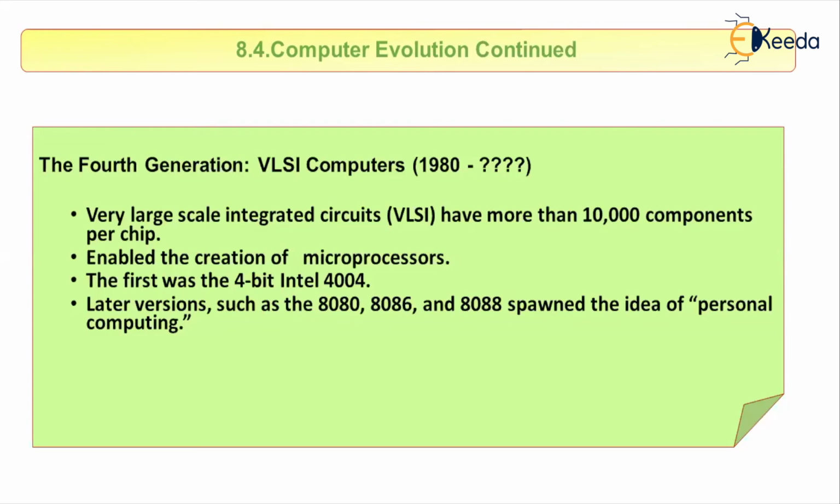Plus, this VLSI also had the feature of the creation of microprocessors. It may be an 8085 processor or 8089, but the microprocessors were embedded in a single chip. The other question that should come to your mind is, who was building these processors? Who was building this VLSI? It was Intel. Intel 4004 was the first one which was built, and that was called 4-bit Intel. The later versions are 8080, 8086, 8088, 8089, and the idea of the personal computer was implemented during this phase.